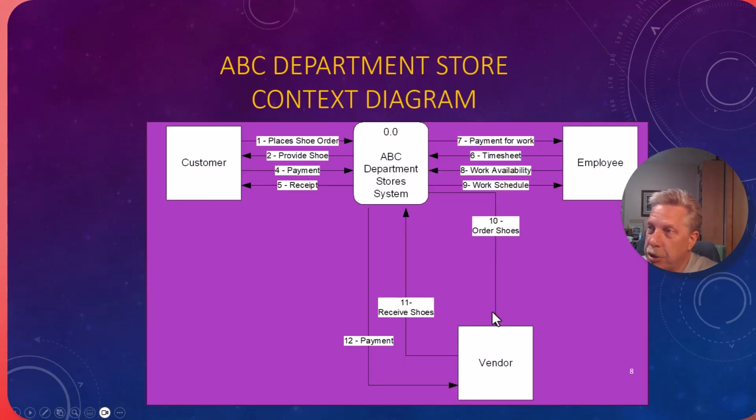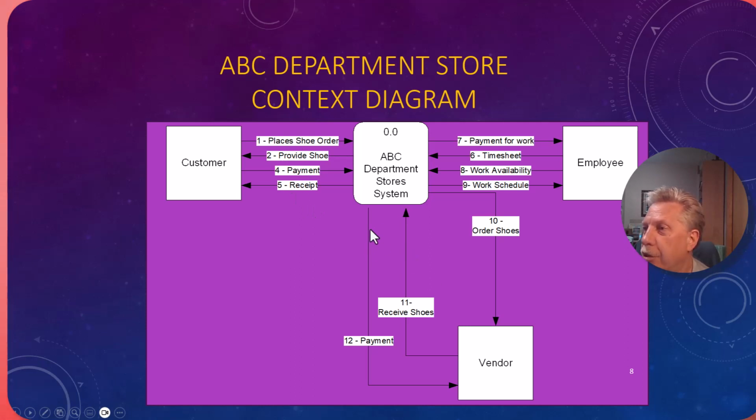So again, here's the picture of the context diagram. In this case, we've got a customer external entity, a vendor is an external entity, the company that we buy the shoes from, and then the employee as well. So again, we have our system called ABC Department Stores. This will be the system that's tracking, and in this case, we've got 12 different data flows. And again, we indicated that the customer deciding to buy the shoe is not depicted on our data flow diagram.